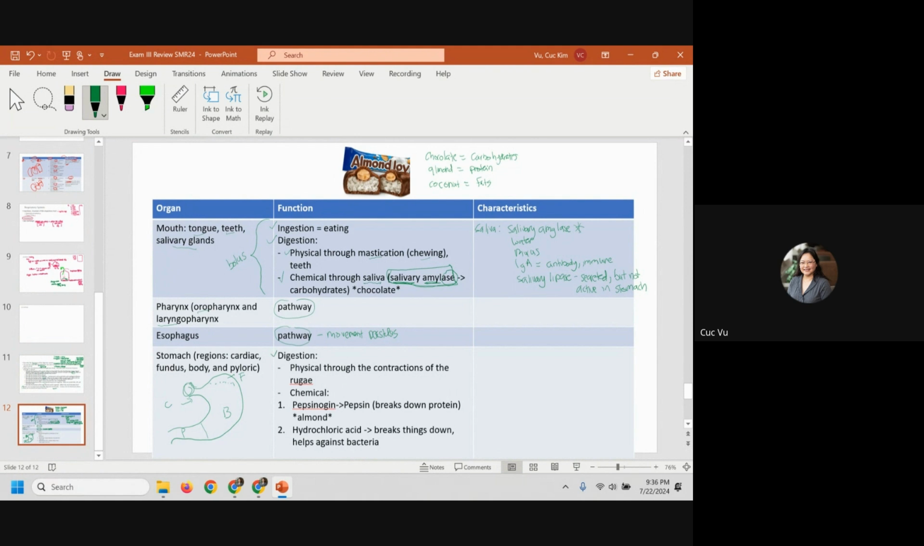Whenever we talk about digestion, you have to tell me whether it's physical, chemical, or both. And it's going to be both. So physical, through the contractions of the rugae or the smooth muscle.